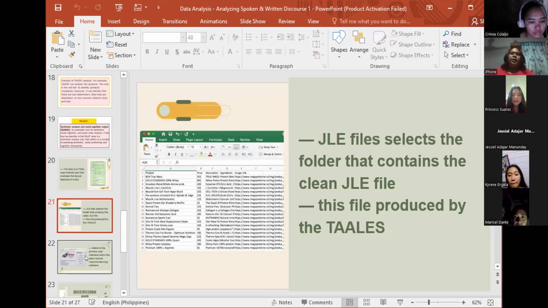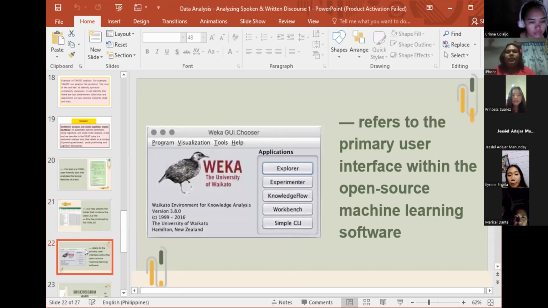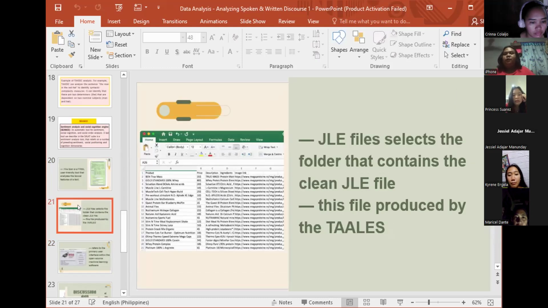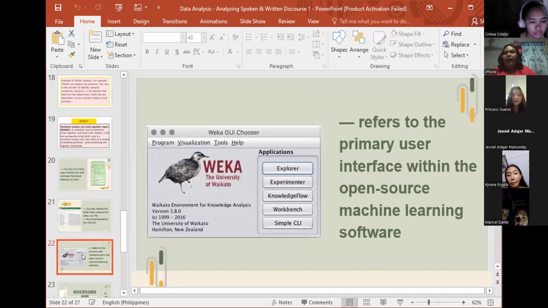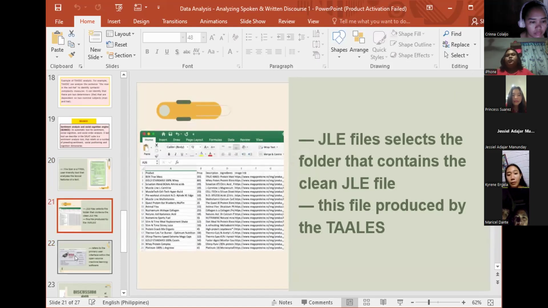The next one is the file for the analysis. GLE files: it selects the folder that contains the cleaned GLE files. GLE stands for Japanese Learning English. This file is produced by the TAALES. It is used to store a clean file.